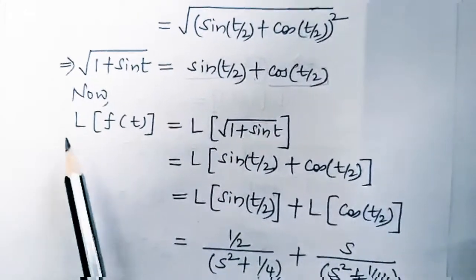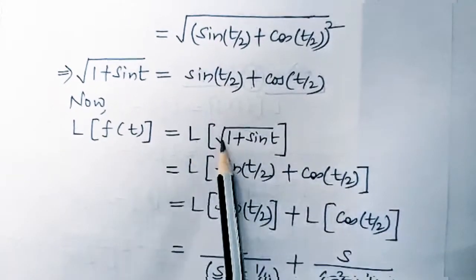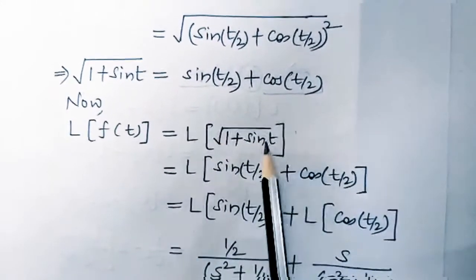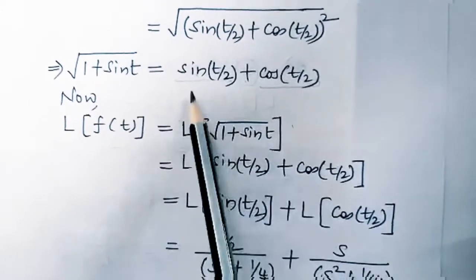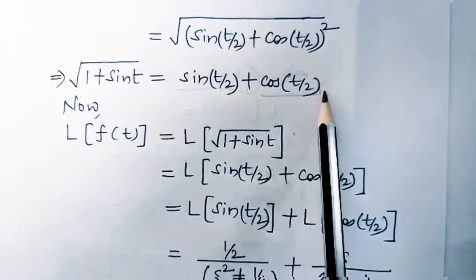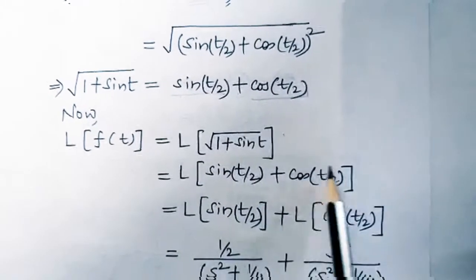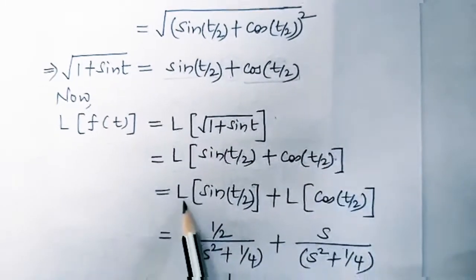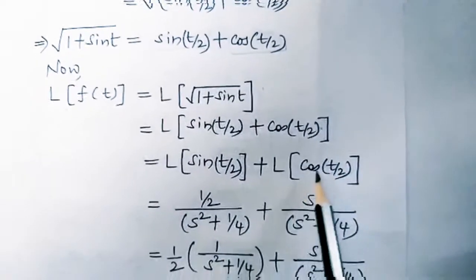So let us introduce the Laplace transform operator. L of f of t is L of under root of 1 plus sine t. And just now we have seen under root of 1 plus sine t can equivalently be expressed as sine of t by 2 plus cos of t by 2. So Laplace of sine of t by 2 plus cos of t by 2, that is Laplace of sine of t by 2 plus Laplace of cos of t by 2.